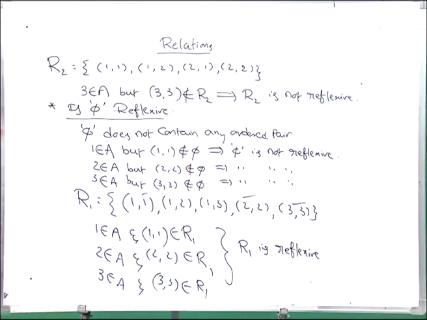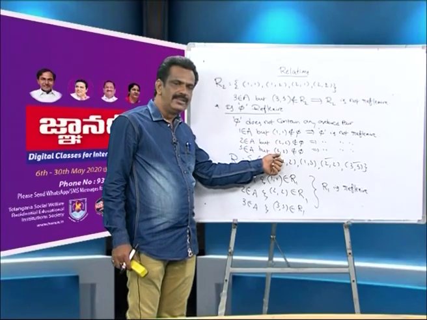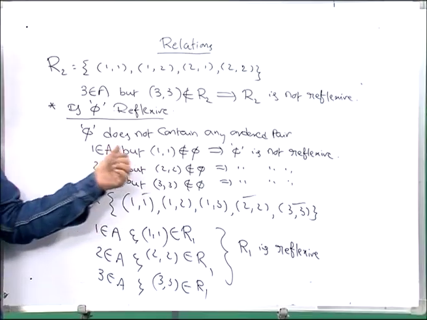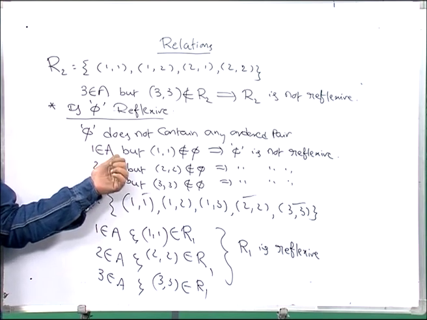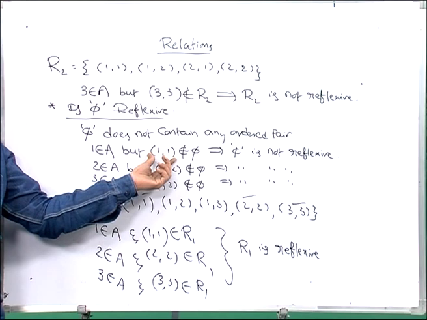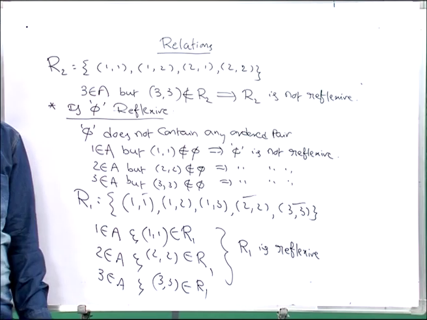not reflexive. In fact, no need to search 1 1, 2 2, 3 3 each. It is enough to see any one of them doesn't belong, and here in particular, the first one: 1 belongs to A, but 1 comma 1 is not in phi, and because of this, we can say that phi is not at all reflexive.